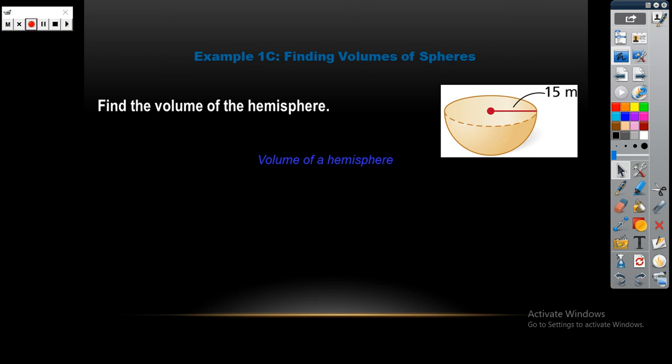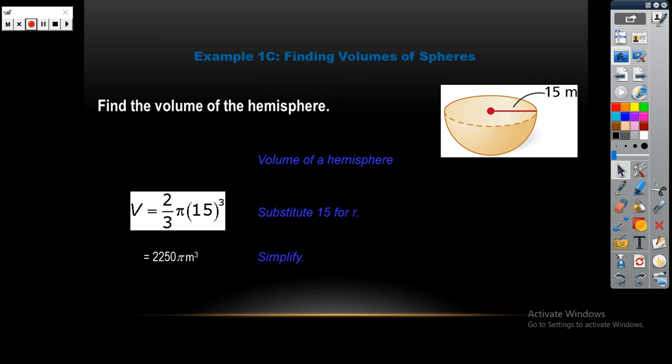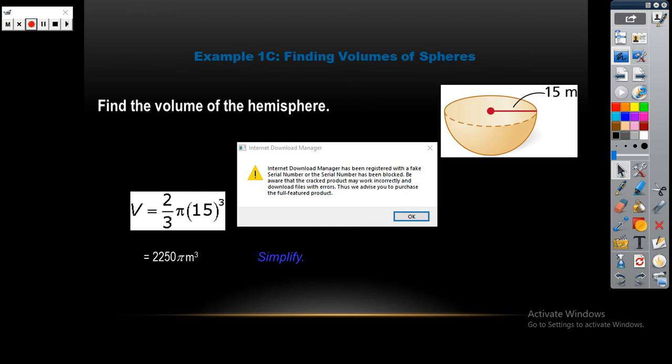And in this example, it says find the volume of the hemisphere, just like a half sphere. So the radius is 15 meters. So the volume of a hemisphere is 2 over 3 pi r cubed. So 2 over 3 pi 15 cubed. And the answer is 2250 pi meters cubed.